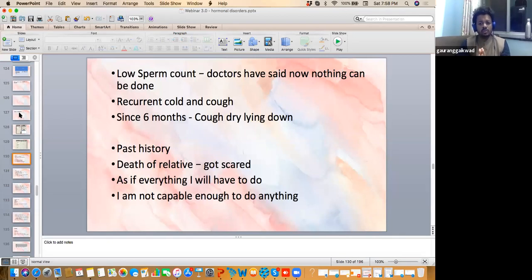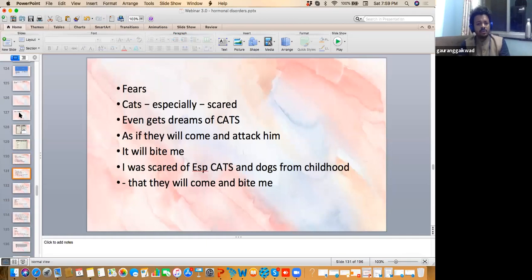So this is a case with low sperm count and the doctor said nothing can be done now. He also has recurrent cold and cough, and the cough is especially when he's lying down. When I asked him how his stress situation started, he said death of a relative, and that affected him. He says now he's not capable of doing anything. Then he speaks about his fears, and his biggest fear is of cats. He gets dreams of cats, that cats will come and attack him from behind and bite him. He feels very scared of cats and dogs.